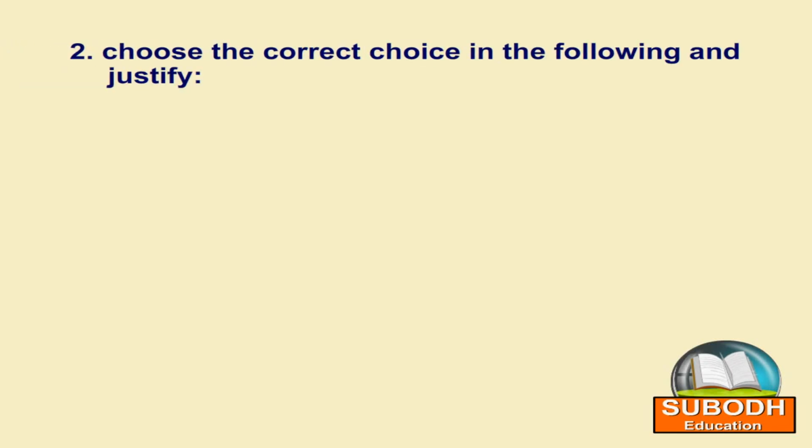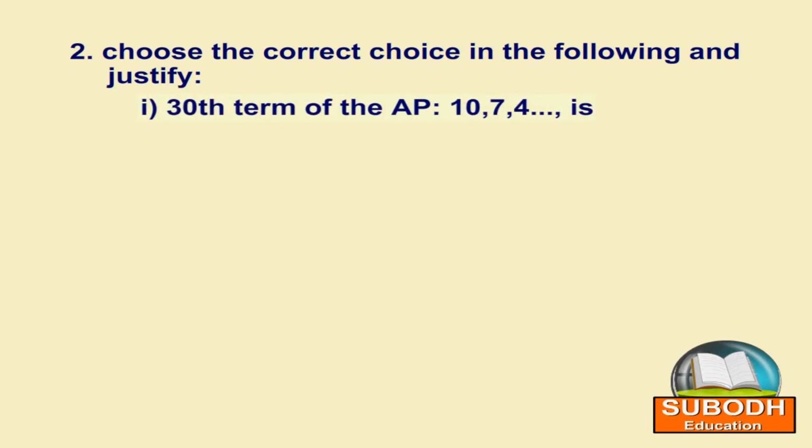Question 2. Choose the correct choice in the following and justify. First, the 13th term of the AP 10, 7, 4 is: option A 97, B 77, C minus 77, D minus 87.